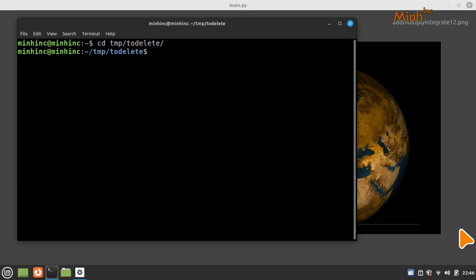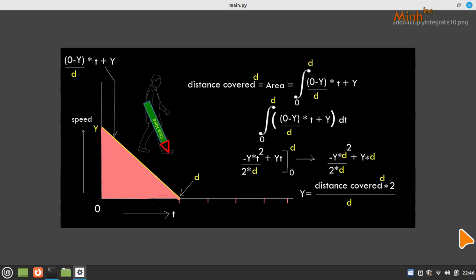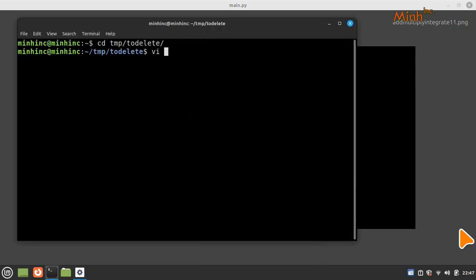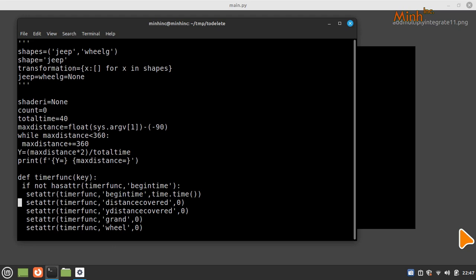Okay, so I have a Python program, and in the program we are doing the same thing we have stated. First we calculate the beginning speed, and then based on the beginning speed, every moment we calculate the speed. So it is not very difficult.